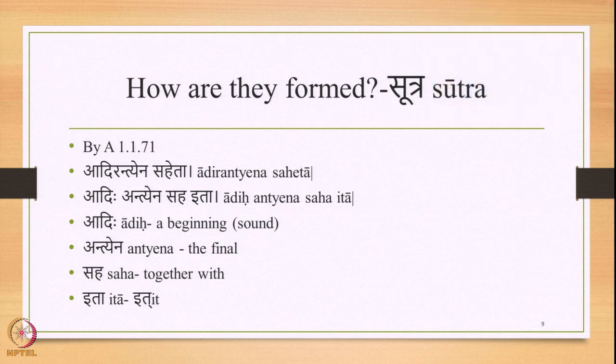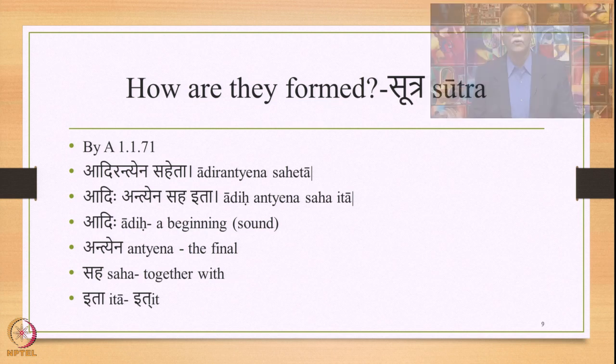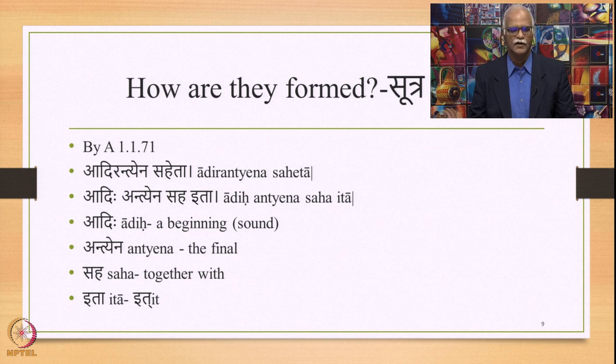And this is what is informed also by the sutra of Pāṇini, Adirantyena Saheta, which is 1.1.71. And now let us look at the meaning of this sutra. Let us first of all look at the words that are part of the sutra. And there are four words in this sutra: Adihi, Antyena, Saha and Ita. Adihi means a beginning sound. Antyena means by the final. Saha means together with, and ita means with it.